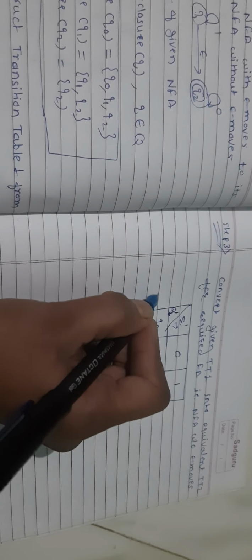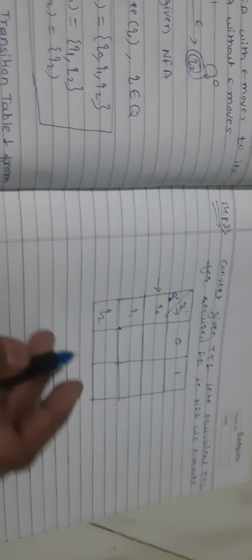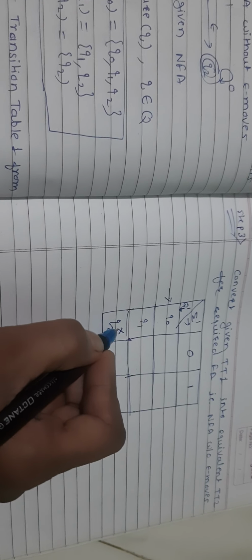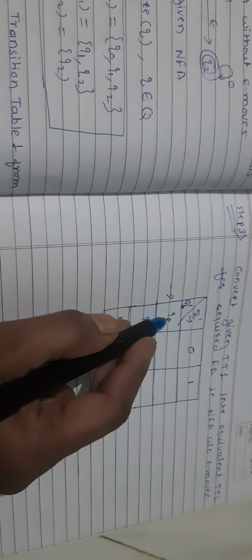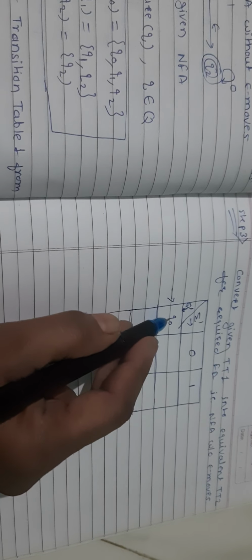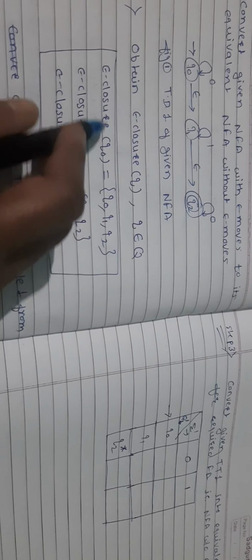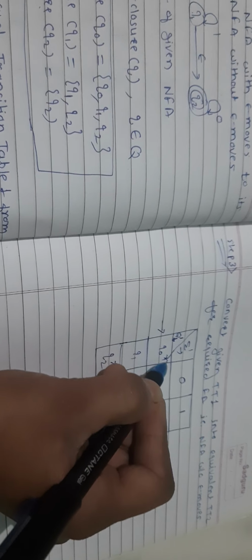Which is the initial state? Initial state of given NFA, that is Q0. Which is the final state? Final state of given NFA plus Q0, that is initial state, if its epsilon closure contains the final state of the given NFA. So Q2 is present in the epsilon closure of Q0. Q2 is the final state. So the initial state will become again the final state.